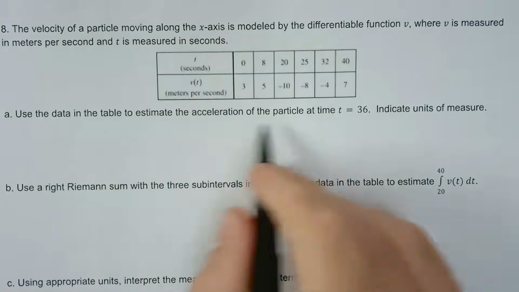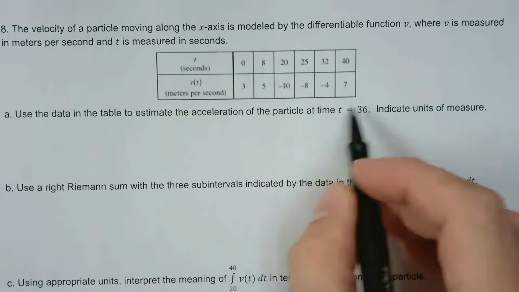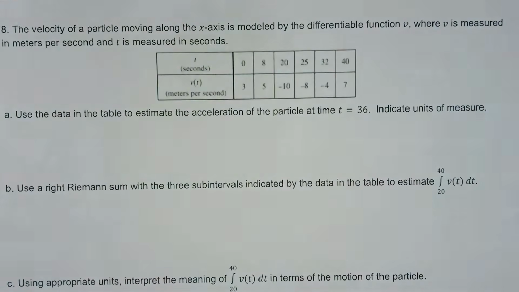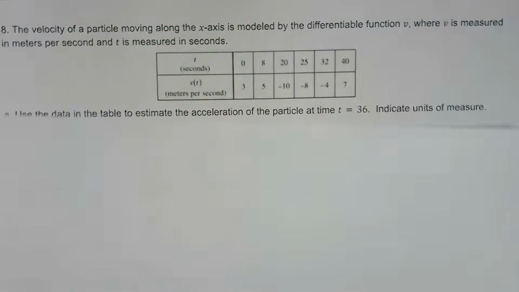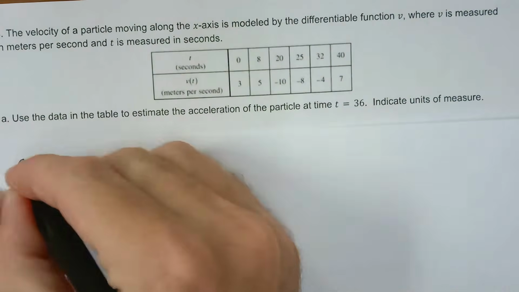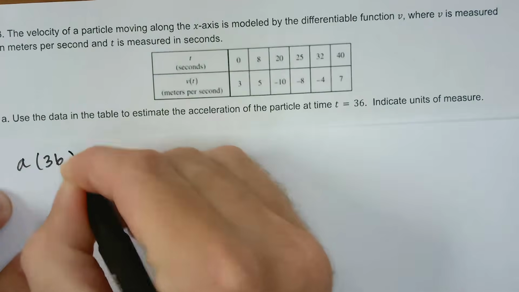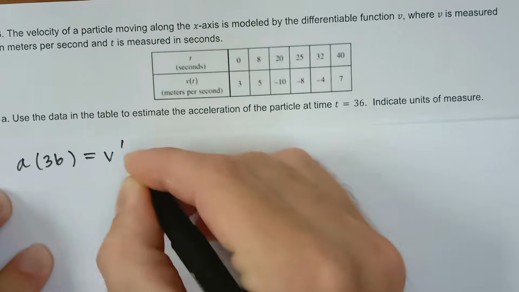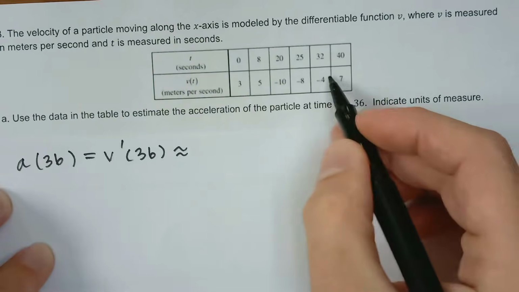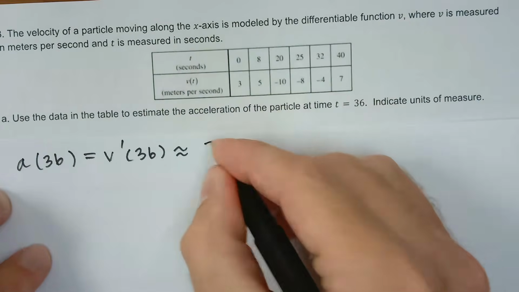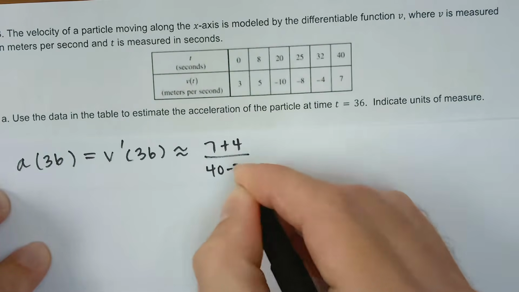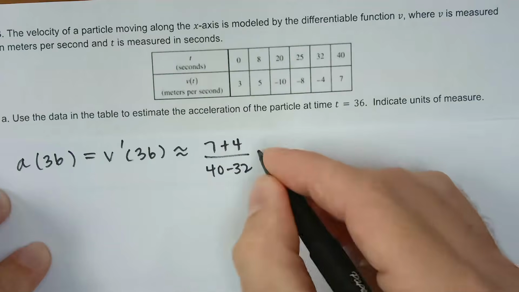So estimate the acceleration. We're going to do some rise over run, find where 36 would most likely be. Okay, that would be right in this part of the table. So I'm going to say, all right, acceleration at time 36 is equal to the derivative of velocity at time 36, which is going to be about, rise over run, 7 minus negative 4 over 40 minus 32. So it would be 11 over 8.